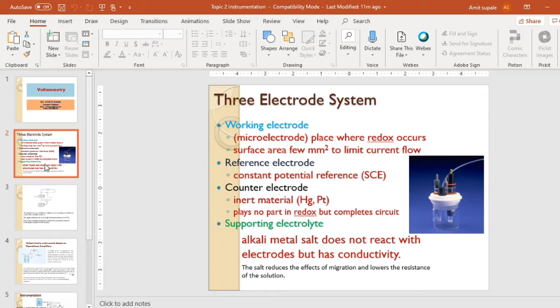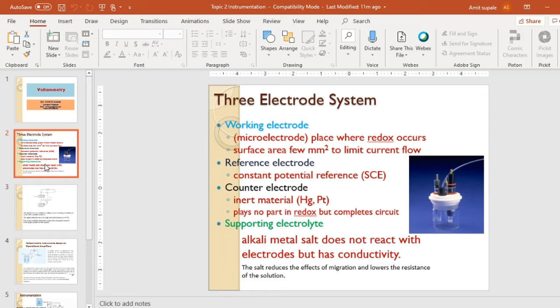During this experiment, supporting electrolytes are used, normally alkali metal salts which are inert and do not react with the electrodes but have good conductivity. The main application of these salts is that they reduce the effect of migration and lower the resistance of the solution. So 3 electrode systems are nowadays in use.